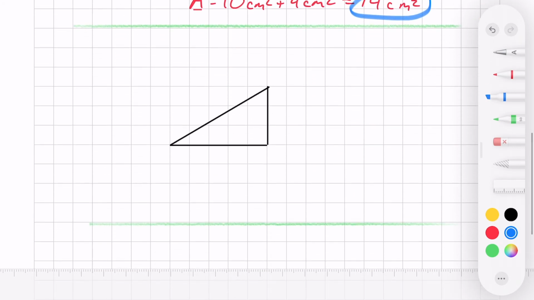Okay, here I have another right angle triangle. So what I'd like you to do is just pause the video. I want you to work out the formula and practice doing the area for this triangle, and then come back.